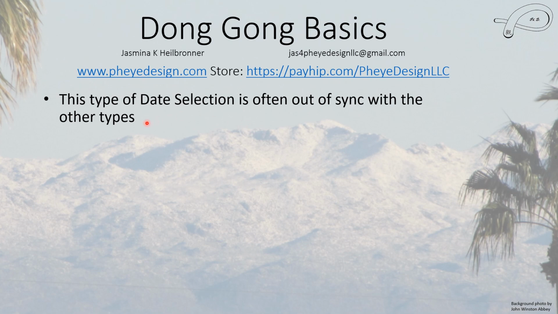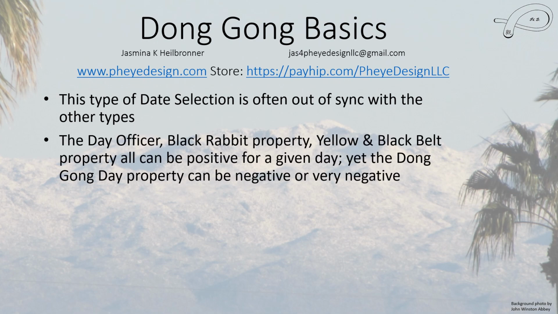Now, this is kind of an unusual kind of thing. If you actually plot everything out, this type of date selection is often out of sync with the other types. That is, you can have a good day officer, a good black rabbit day, and a good yellow and black belt day. They can all be very positive. In fact, they can be really, really good. And yet, this Dong Gong day could actually be quite negative, even like the worst part of the negative. So let's say it tends to make it harder to pick a good day to start something really significant.